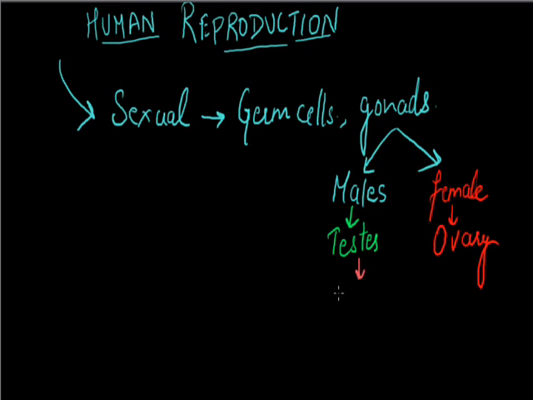In males the testes produce sperm, which are haploid in number, and from the ovary the ovum is produced, which is also n, haploid in number.